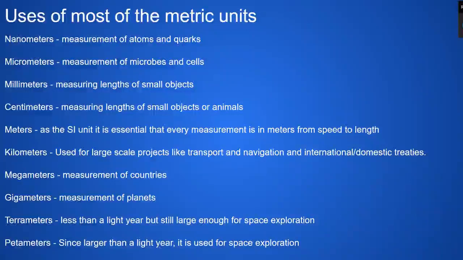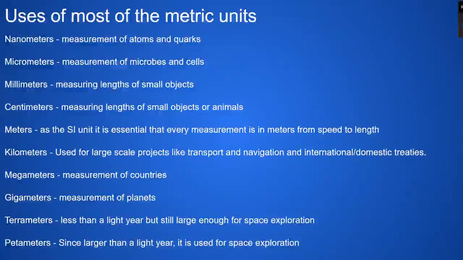the size of a pixel, like those tiny squares on your computer screen or your phone screen or any screen. Centimeters are used for measuring small objects or animals, so usually like an ant or some type of insect. Biology, zoology, used there, both ologies. Meters, as the SI unit, it is essential that every measurement is converted into meters, okay, for length and speed and other things like that.